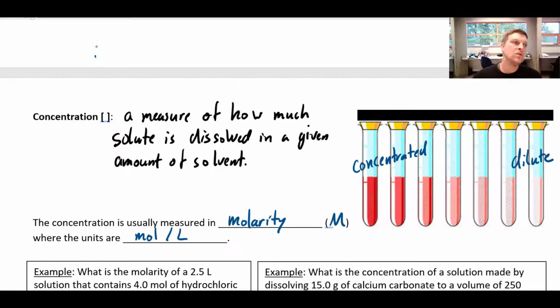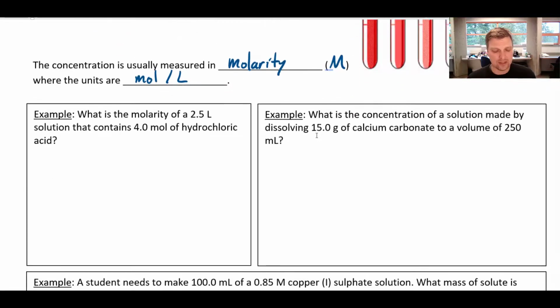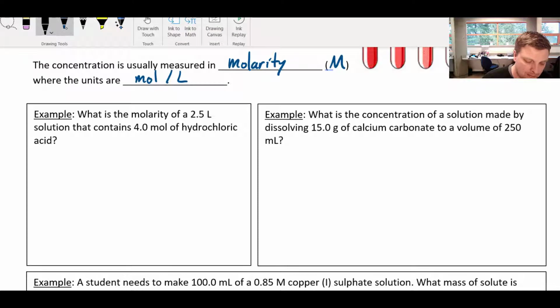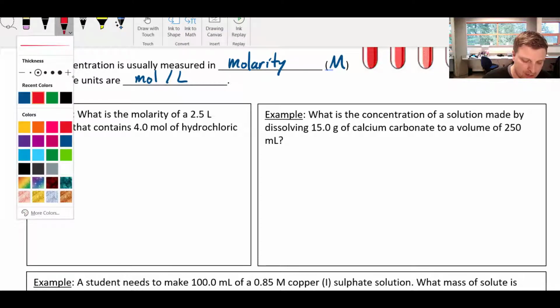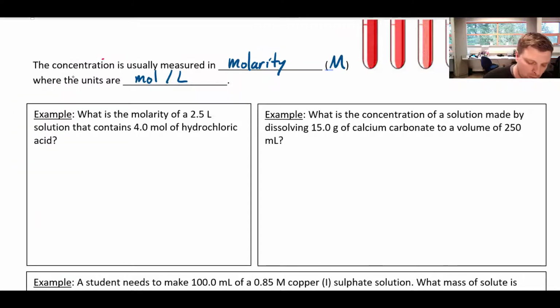So if I told you that I had a solution of acetic acid that was 1 molar, what I'm telling you is that I have dissolved 1 mole of acetic acid into a 1 liter solution. Or I've done it in such a way that the proportions add up to that. So let's look at a few examples here. So what is the molarity of a 2.5 liter solution that contains 4 moles of hydrochloric acid? Now, there's a couple ways to do this, and I'm going to show you one way and then maybe show you another one.